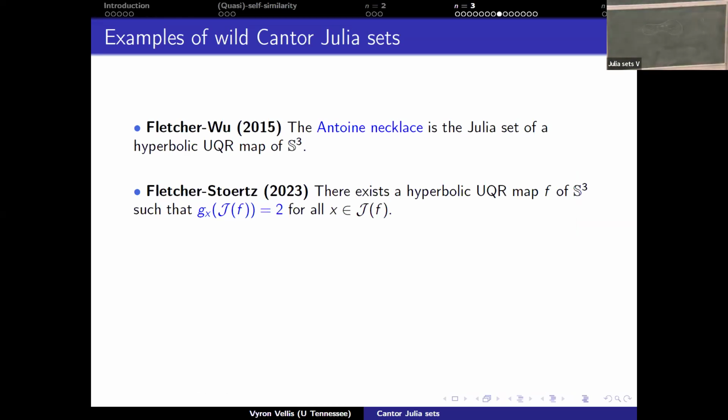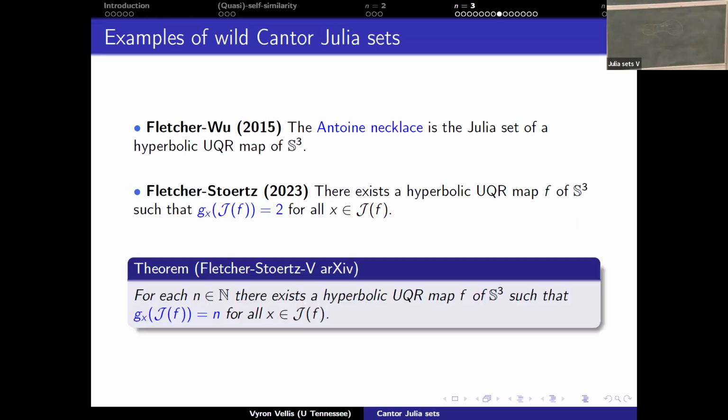And the theorem I want to talk about today is the generalization of their theorem, where we prove that for every natural number n, there exists a hyperbolic UQR map where the local genus is n for every point of the Julia set. So our construction is slightly different than the genus 2 case, and let me try to give you some idea of how the Cantor set works.